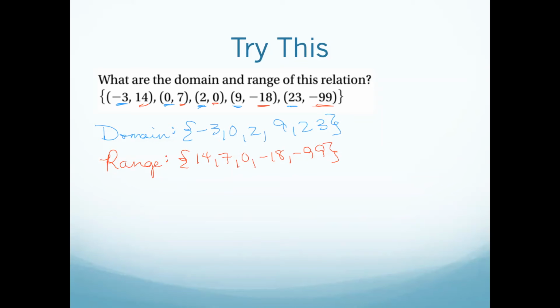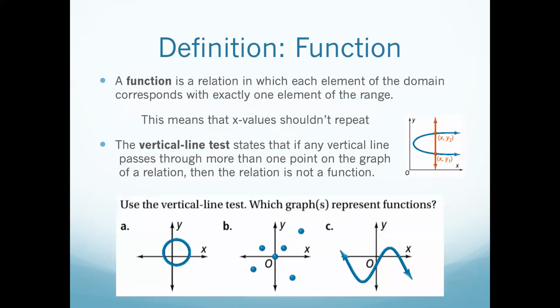Now, none of my X values repeated. And what that means is that this relation is actually something special, and that's called a function. So a function is when we have a relation where the X values don't repeat. Another way of saying that is that the domain corresponds with exactly one element of the range. X values are only used one time. The input value is used at most one time.